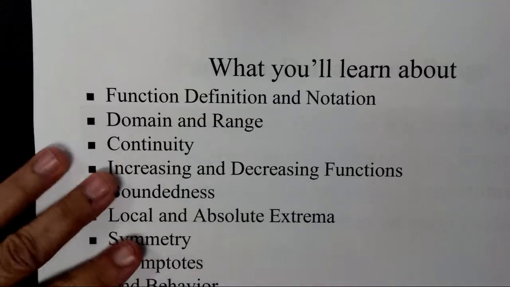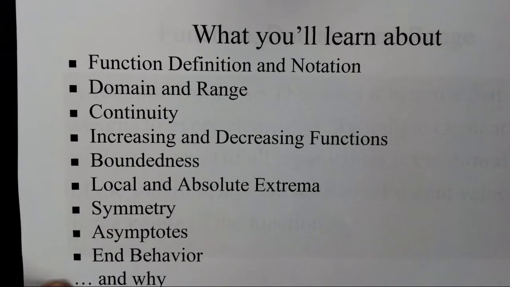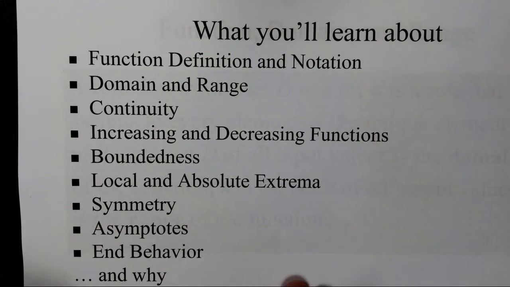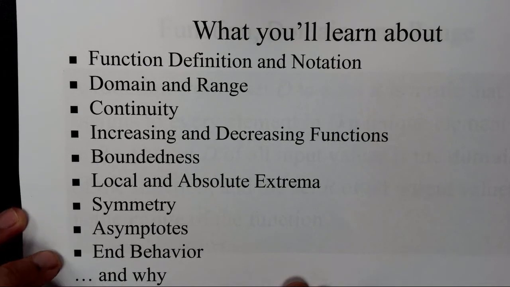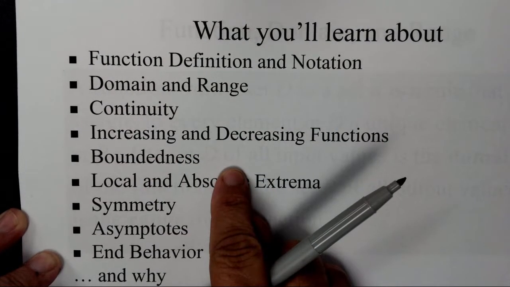So the things we're going to talk about today: function, definition, and notation, domain and range, continuity, increasing and decreasing, boundedness, local and absolute extrema, symmetry, asymptotes, and end behavior. You talked about all of that last year except for boundedness.